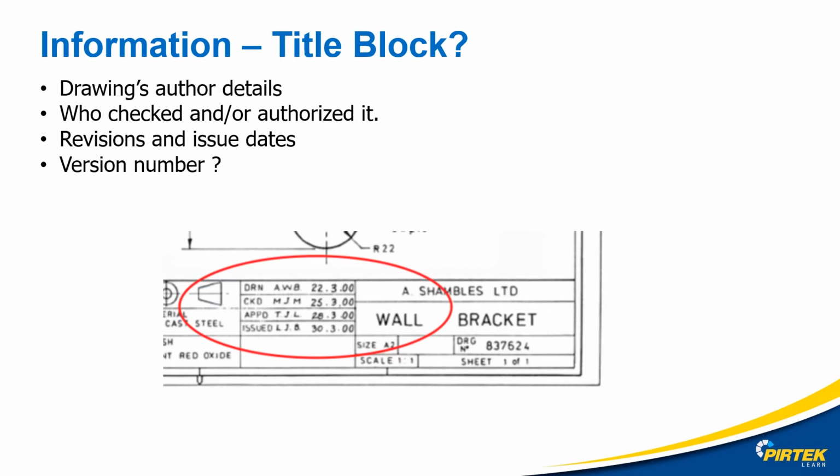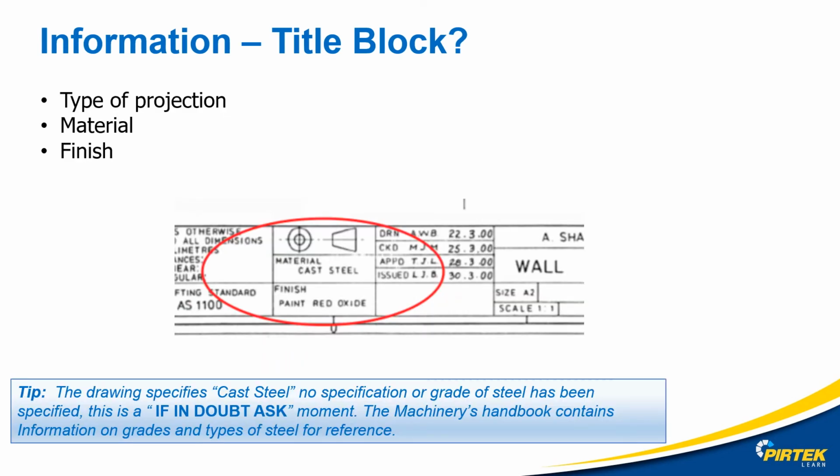The title block also contains information on who created the drawing, who checked the drawing, what revision, what version number it is. When was it issued? The title block also contains information on the type of projection. We already had a look at that. The material and the surface finish.